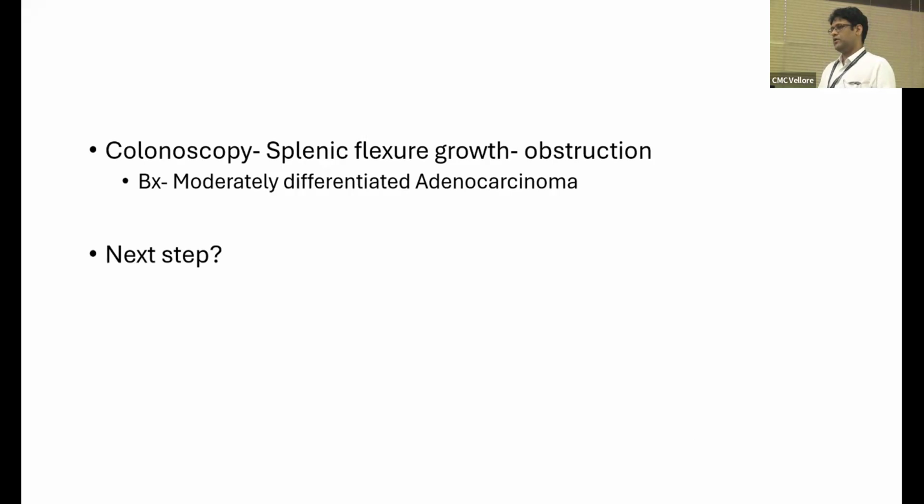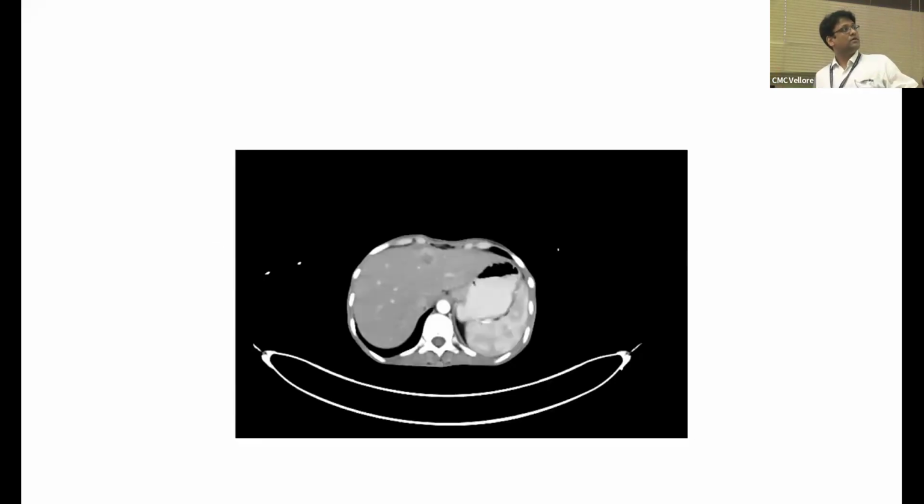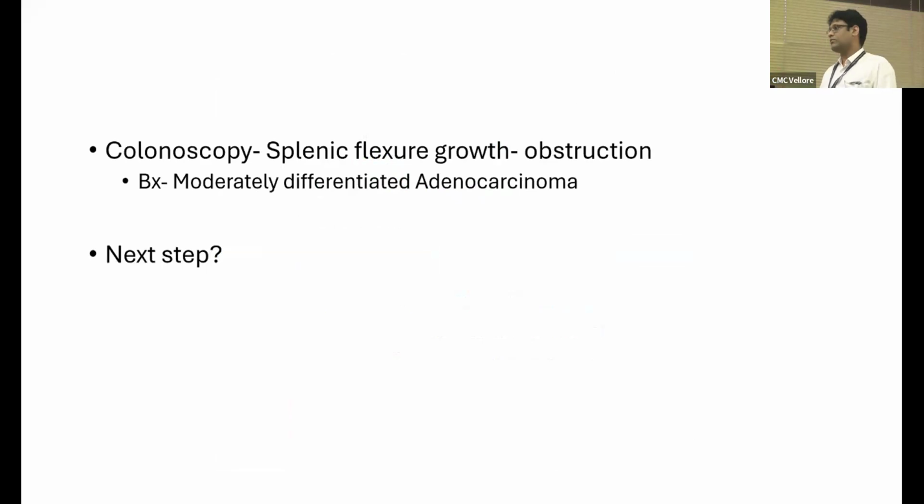Biopsy confirmed adenocarcinoma. So now we know she has a splenic flexure mass. It is kind of obstructing. She's got an adenocarcinoma, and she's got metastatic disease, right? Okay. So now what do you do next? Staging. What would you like to do to stage?